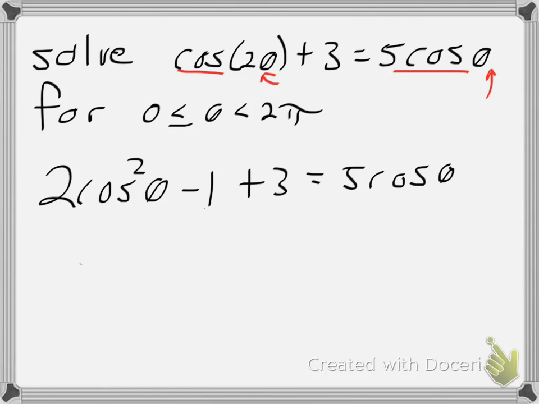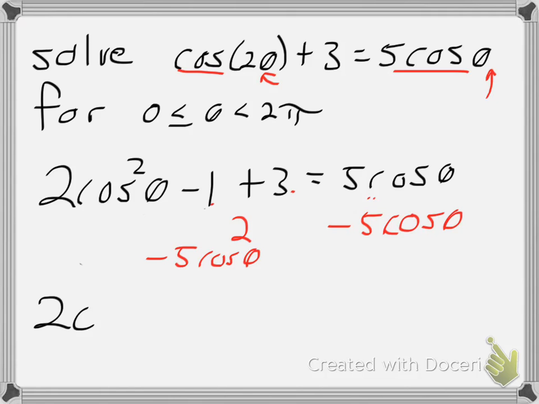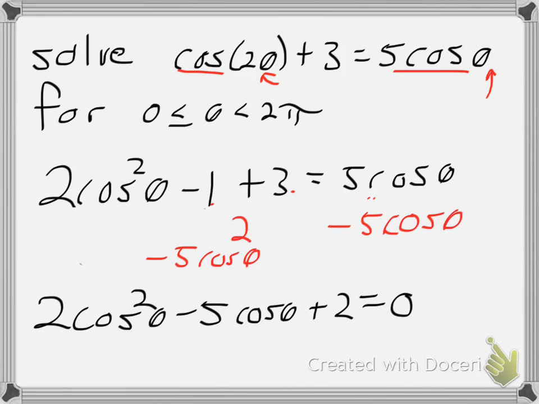Now it would help to combine any like terms, which in this case is my negative 1 and 3 to give me 2. And I also want to get all my terms on one side. So I'm going to move my 5 cosine of theta by subtracting it as a whole from each side. So it leaves me with 2 cosine squared of theta minus 5 cosine of theta plus 2 equals 0.